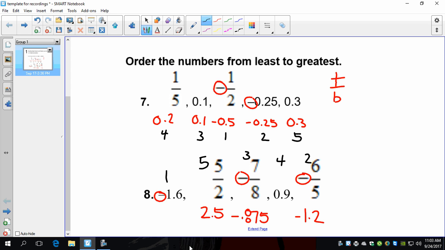So once again, this is ordering numbers from least to greatest. And essentially these are all rational numbers. We're dealing with fractions or decimals that repeat or decimals that terminate. So we are not dealing with irrational numbers, which are those decimals that continue without a repeating pattern.